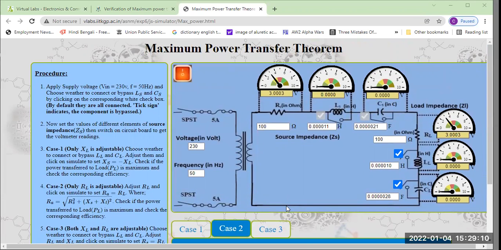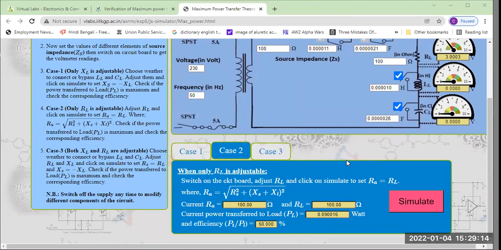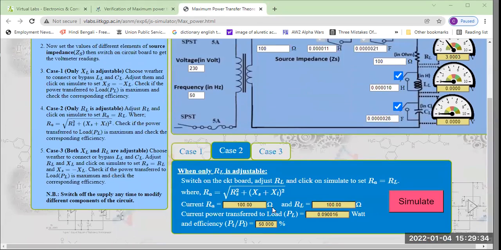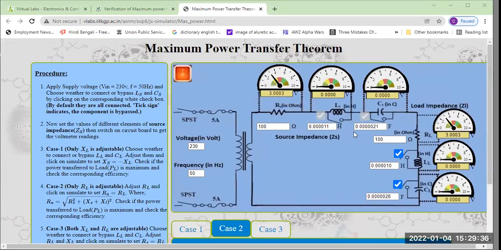So what will be the efficiency at maximum power? If we go for 100% efficiency, not possible. But it is giving you 50%, which means your internal load also draws some amount of wattage, and the load resistance also draws the other 50%. That's why it is giving 50%. So this is shown as an internal.